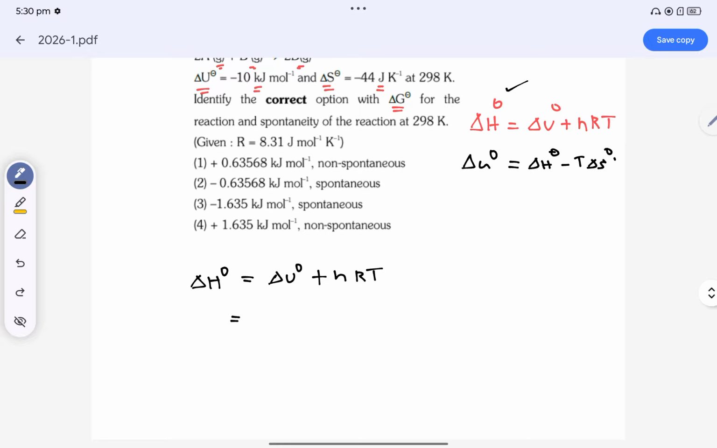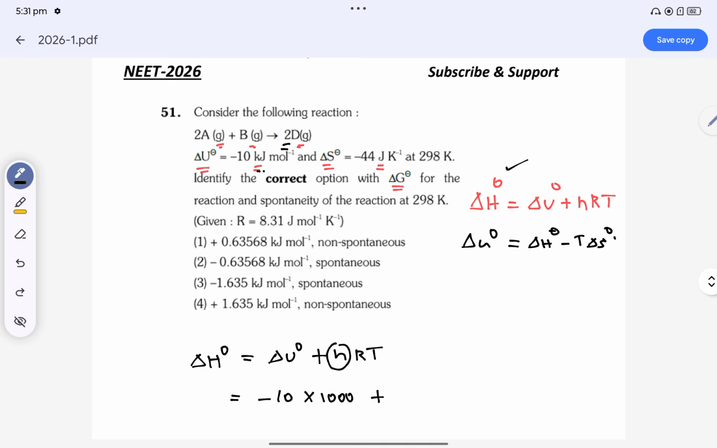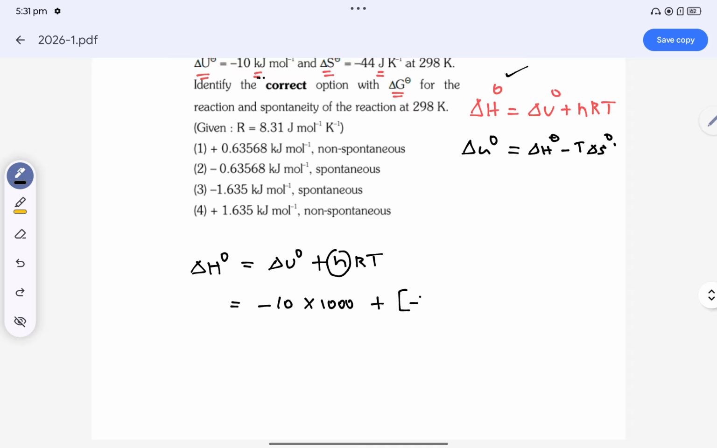So delta U is given as minus 10. Here kilojoule is given, so it is multiplied by 1000, converting to joule, plus. What about the value of delta n here? The product is 2 minus the reactant, here you have 1... 2 minus 1, no, 1 minus 2, yes, this is minus 1. The delta n value is found to be minus 1. So put this value, minus 1.